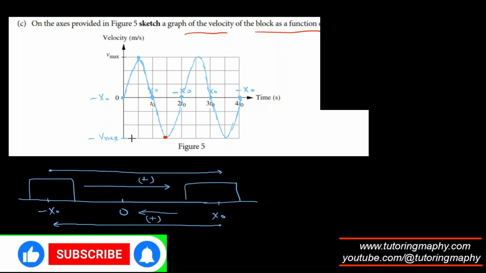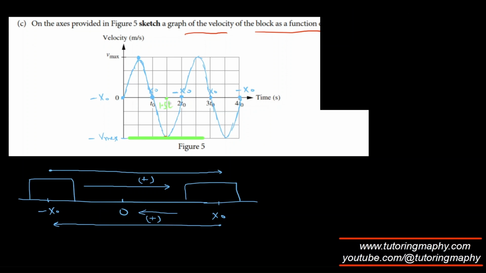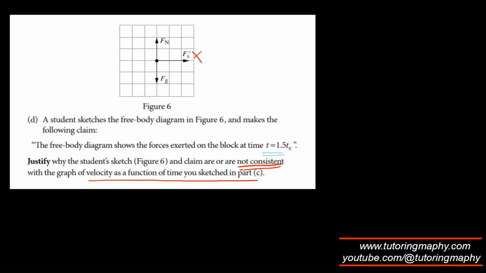And if I draw a tangent, the slope of the tangent gives the acceleration. If I draw a tangent at 1.5 t naught, which is right here, the slope is 0, which means that the acceleration is 0, which means that the F net towards the horizontal side should also be 0. But that's not what the student has shown. He has shown a net force towards the horizontal. So that is not consistent with the curve of velocity-time that we drew earlier because of this reason.